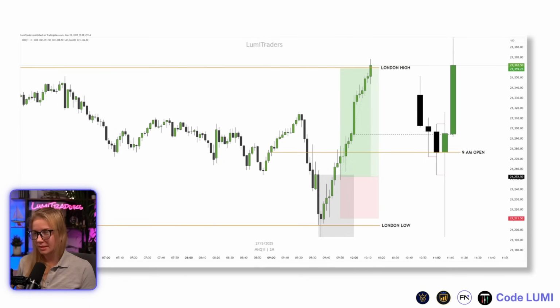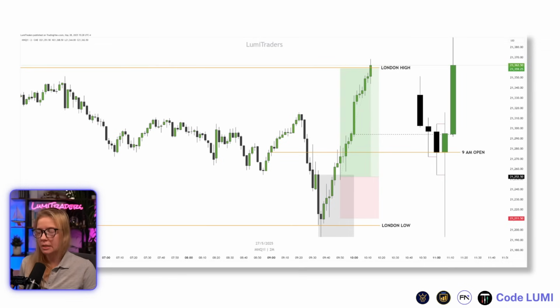Well, guys, here's an example. This happened this week, on Tuesday. As you can see, we got pretty much consolidation. We traded between London high and London low, the kill zone liquidity levels between 2 a.m. and 5 a.m. So what happened?